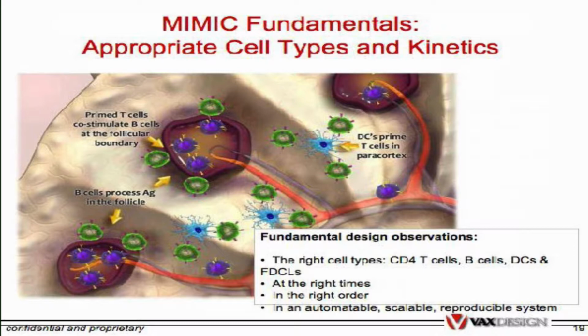Now what we have found is that there is a particular sequence of how these cells talk to each other in vivo, which is what we recapitulate in vitro. It doesn't do well in our system if we take antigen or DCs that have been pulsed with antigen and just plop them in with the lymphocytes. There is a particular order, a particular timing that occurs in vivo, and we have tried to recapitulate that, and I'll show you some data that supports this in just a moment. So at the right time, in the right order, and in a system that's automatable and reproducible is always key.